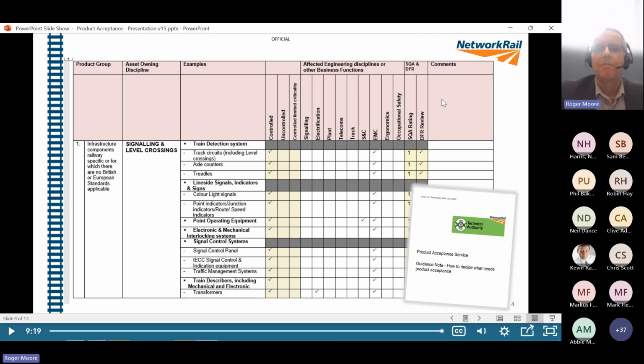Virtually all items that require product acceptance also require design for reliability. And I say it's a very long document, and it doesn't cover all possible variations and categories of items, because we do get a lot of new innovations that we've possibly not seen before. So we need the expertise of our network technical head teams to assess the risks associated with those and determine whether they need acceptance or not.